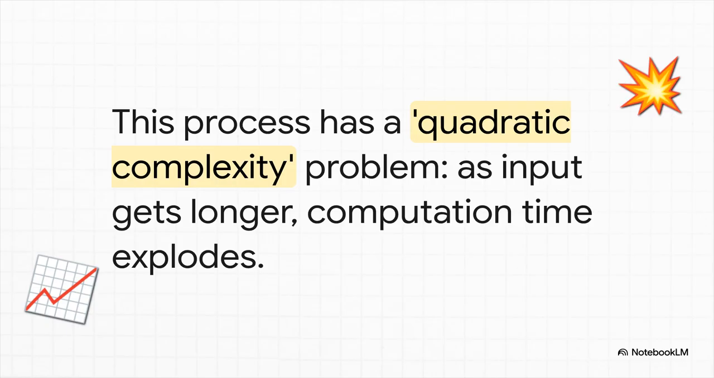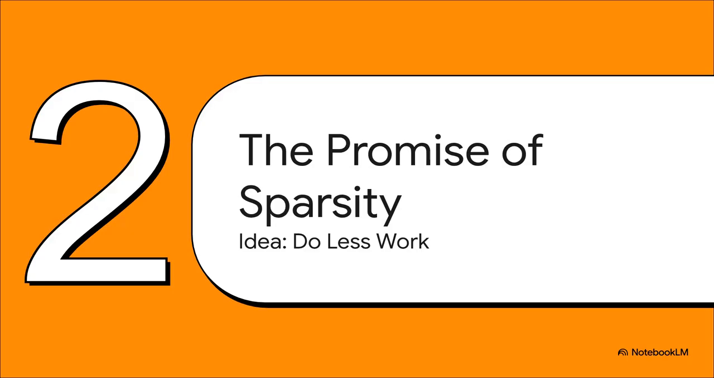And that leads to this huge issue called quadratic complexity. It sounds technical, but it's simple. If you double the length of your input, say your video resolution or your document, the compute time doesn't just double, it quadruples, it explodes. And that's exactly why generating really high-quality, long-form content takes forever. So how on earth do you fix a problem like that?